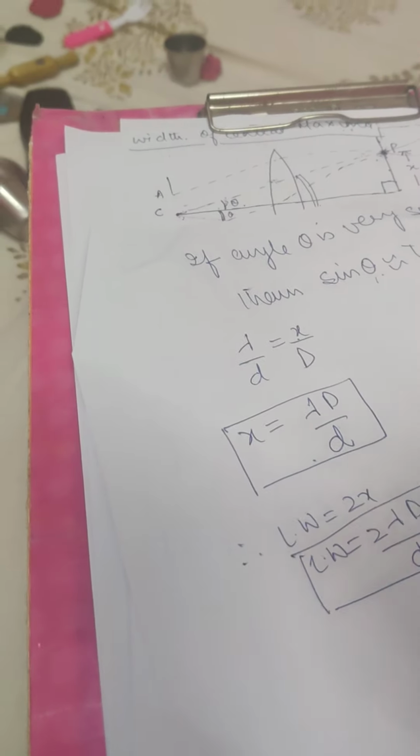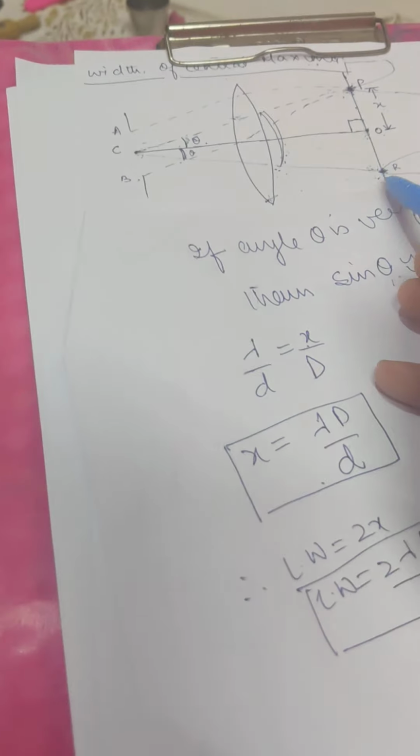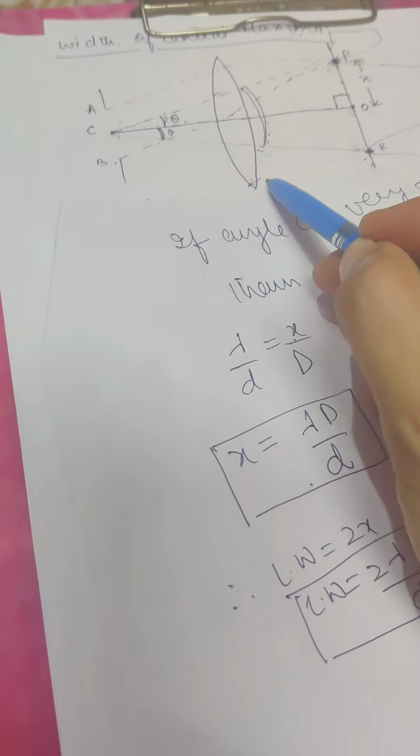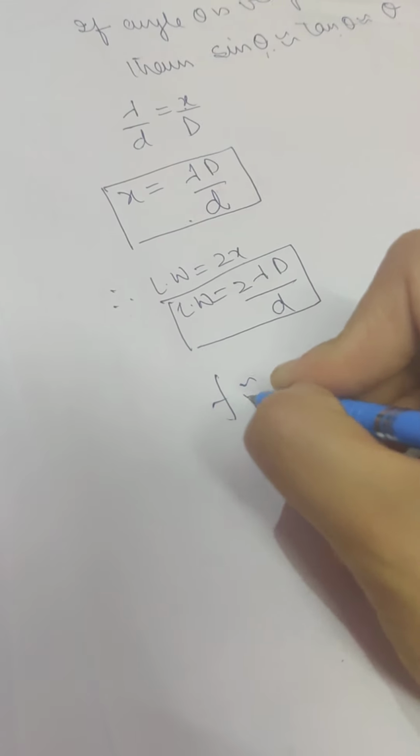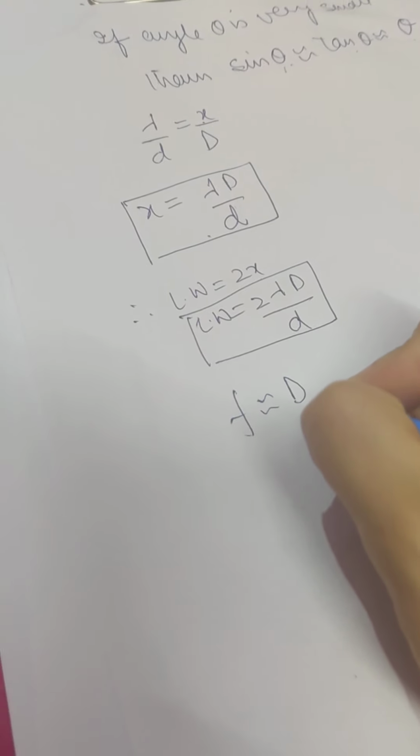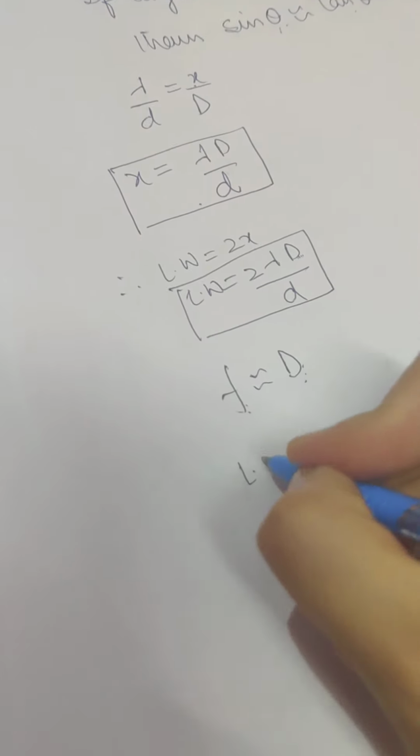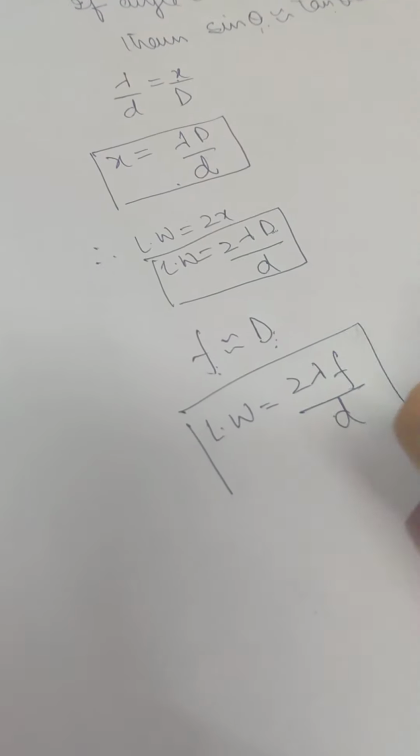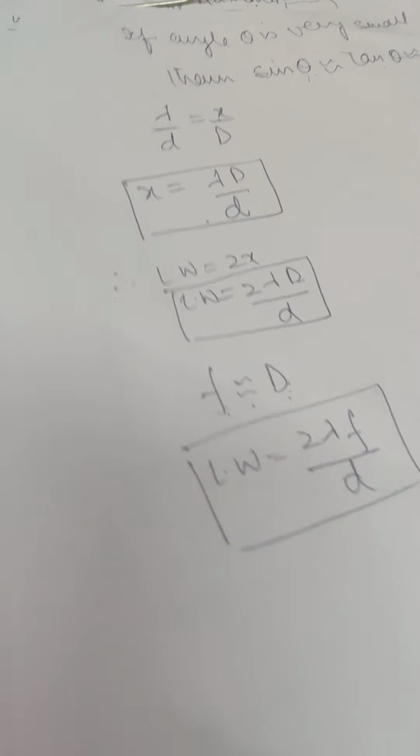Beta, we also make one supposition here. This is my screen. If the lens is placed very close to the slit, then the focal length of the lens is almost equivalent to the distance between the slit and the screen. Then we replace this capital D by focal length f, and at that time my linear width comes out to be this. Okay beta, this is my linear width, and we already calculated the angular width.